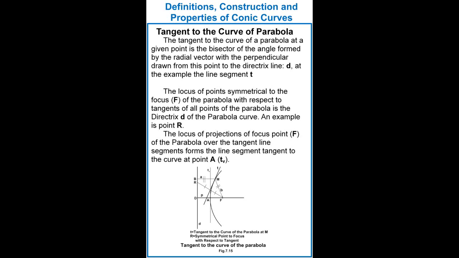The locus of a point symmetric to the focus F of the parabola with respect to the tangents of all points in the parabola is the directrix of the curve of the parabola. An example is the point R. The locus of the projection of the focus point of the parabola on the segment of tangential lines forms the segment of a line tangent to the curve at the point A, the line segment TV.